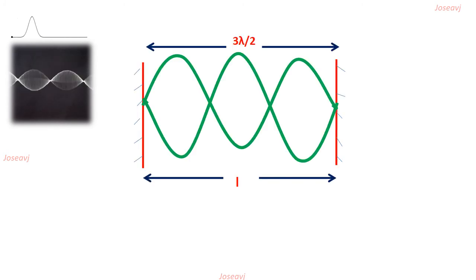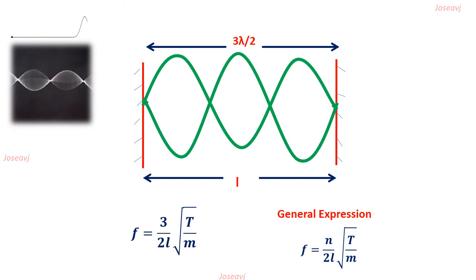If it is vibrating with three segments, then the relation between length and wavelength is L is equal to 3 lambda by 2. Therefore we can write the expression for frequency as f is equal to 3 by 2L root of T by m. We can generalize, if the number of segments in the standing wave is n, then the frequency of transverse vibration of a stretched string is f is equal to n by 2L root of T by m.